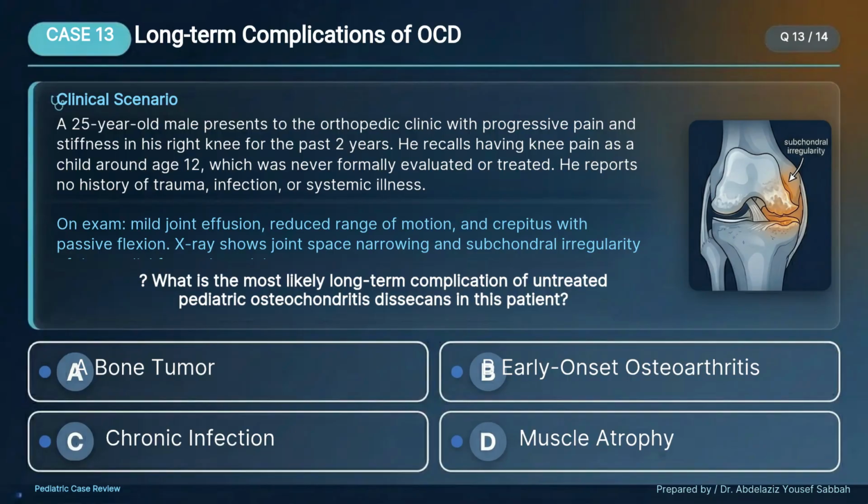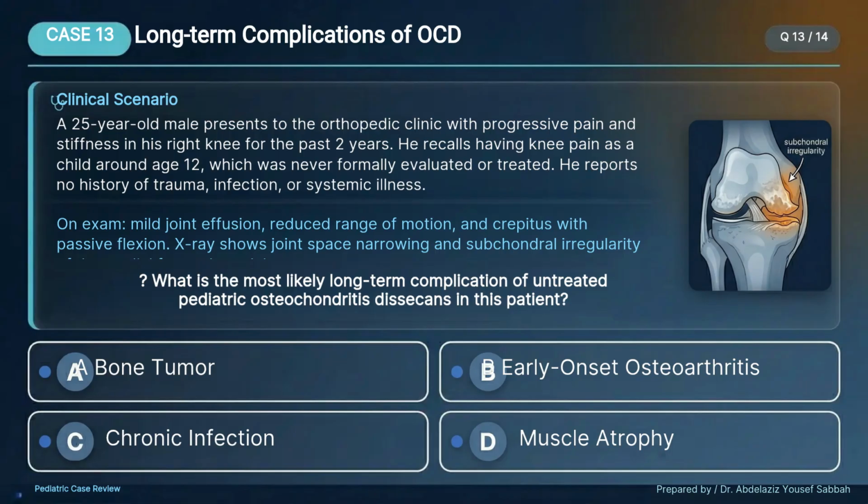Case 13. Long-term complications of osteochondritis dissecans. A 25-year-old male presents to the orthopedic clinic with progressive pain and stiffness in his right knee for the past 2 years. He recalls having knee pain as a child around age 12, which was never formally evaluated or treated. He reports no history of trauma, infection, or systemic illness. On examination, mild joint effusion, reduced range of motion, and crepitus with passive flexion. X-ray shows joint space narrowing and subchondral irregularity of the medial femoral condyle.